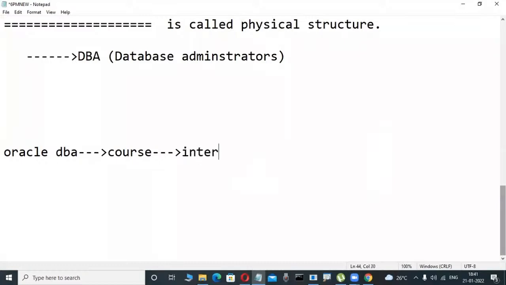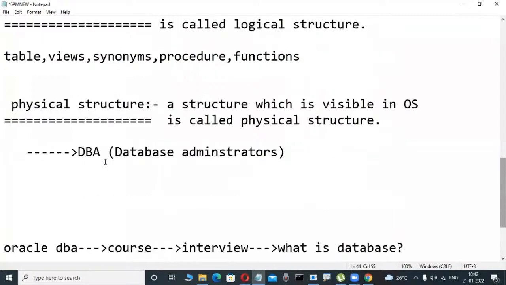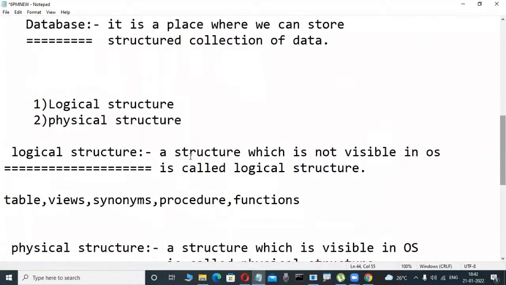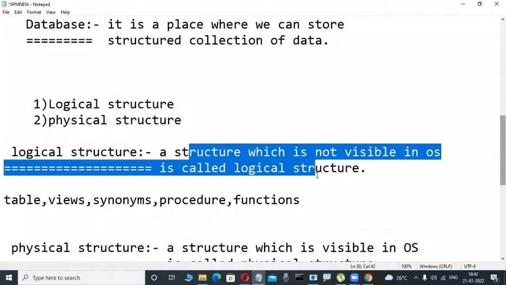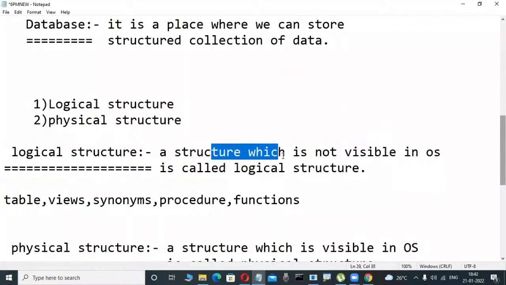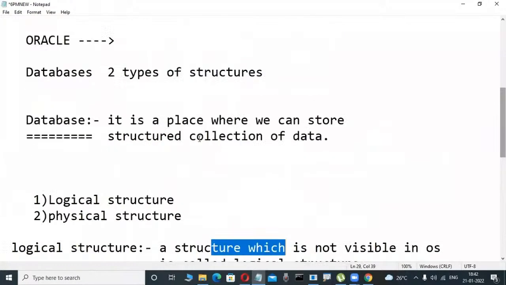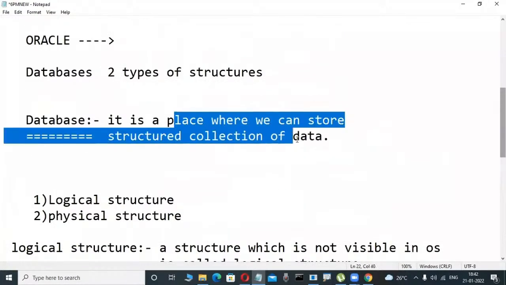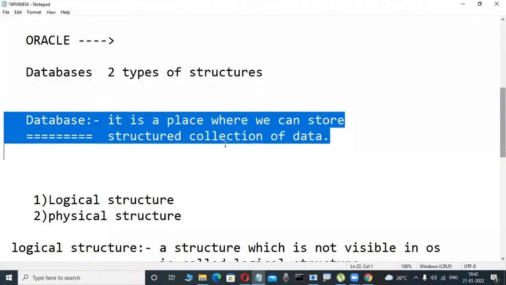Roughly, my interviewer asks, Murali, what is a database? If I answer with the bookish knowledge, that it is a structured collection of interrelated data stored in a place, I will be rejected immediately. Why? Because this is the developer definition.